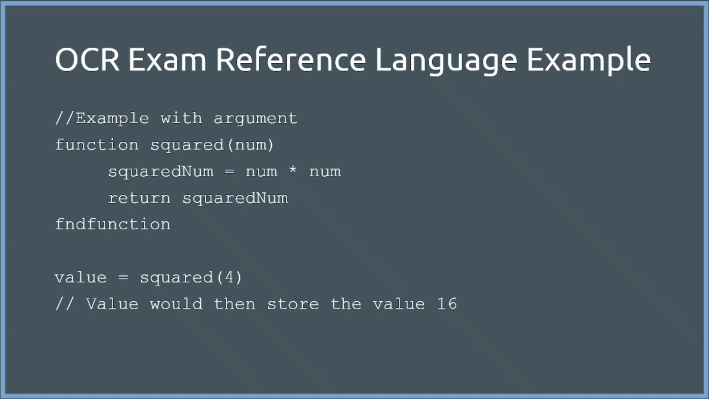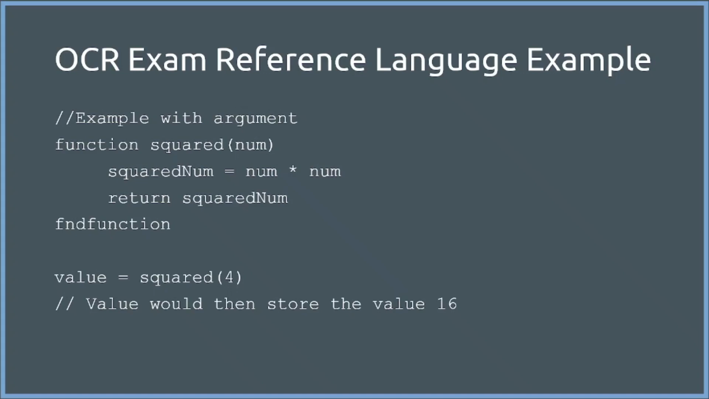So they will usually have a parameter, or you will need to send an argument. You can see here we've got function squared brackets num. Within that function, we then say squared num equals num multiplied by num. So it's the number multiplied by itself. We are then returning that squared num. You can see I've accidentally made a spelling error, and I've put fund function instead of end function. So always make sure you are checking your spelling.